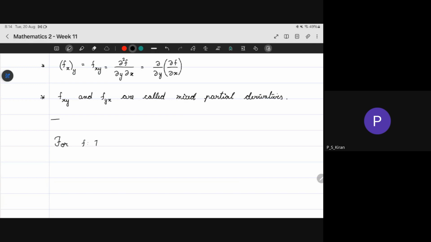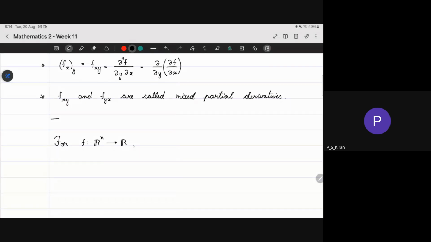For f from, let's say, R^n to R, I'm going to write R^n to R, but typically you will be considering a domain in R^n or a point in R^n around which the function is defined. Just for simplicity, I'm writing R^n to R. How many second order partial derivatives do you think exist? Any guesses?